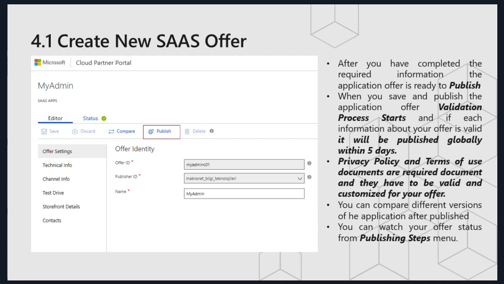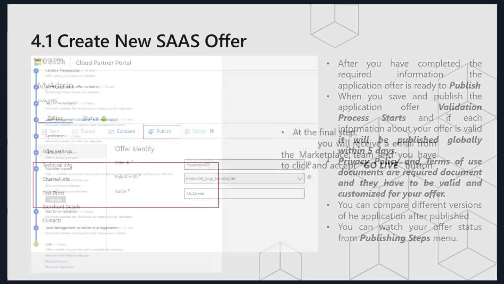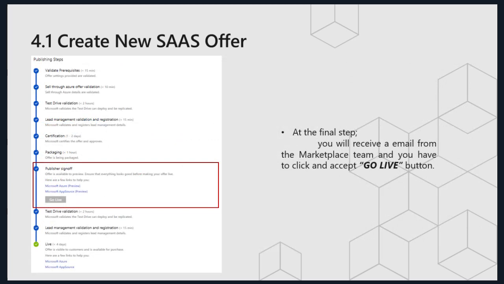And if everything is ready, you can publish your applications. Publish is a validation process, and it will take 5 days. But the most important point, in the publish period, you will see a screen like this, and if everything goes okay, the publisher sign-off will wait for your sign. And when you click Go Live, the publish will be completed.